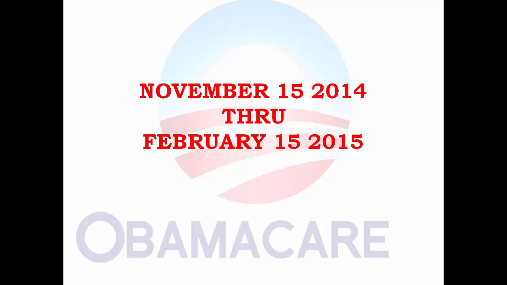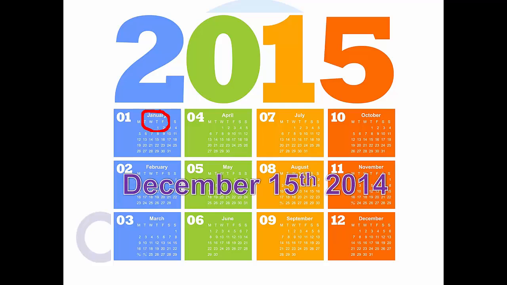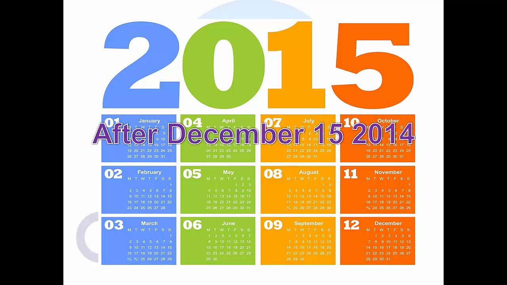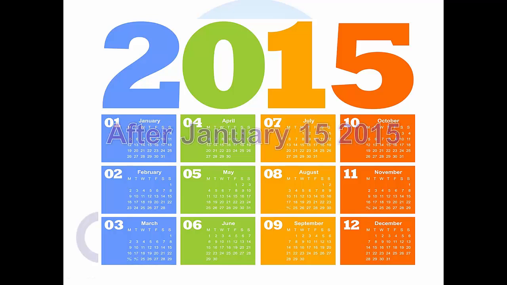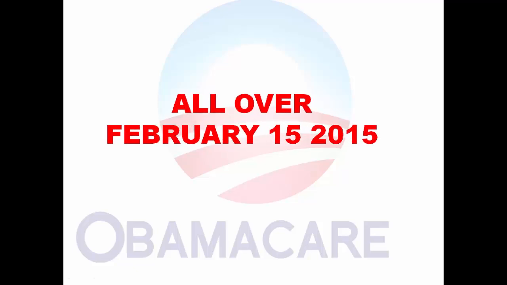And to make things more complicated, there are deadlines within that enrollment period. For example, if you want coverage to start January 1st, that means you need to enroll by December 15th of 2014. Now, what happens if you enroll after December 15th of 2014? Well, your coverage won't start until February 1st of 2015. And what happens if you enroll after January 15th of 2015? Well, your coverage won't start until March 1st. And like we said before, it's all over February 15, 2015.